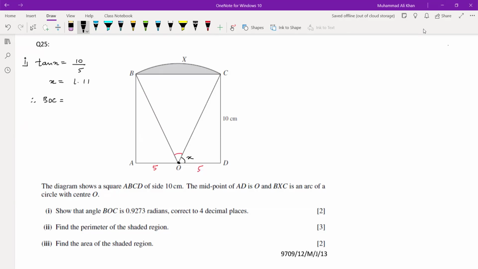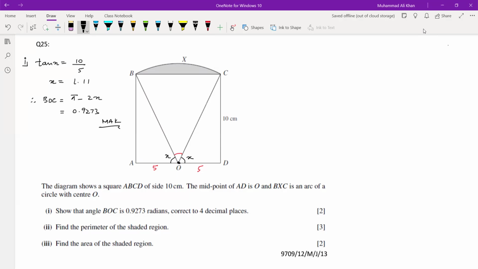बच्चों, this is also X. BOC is 180, means pi minus 2x. So pi minus 2x is 0.9273. This we have to prove. Clear?